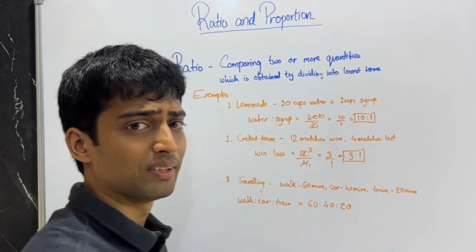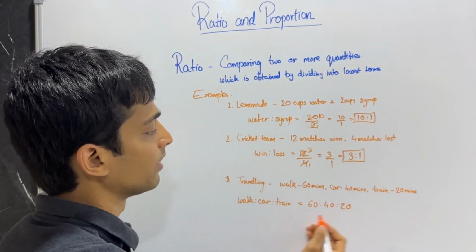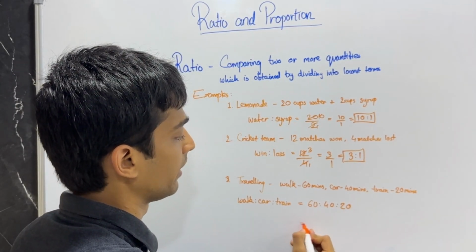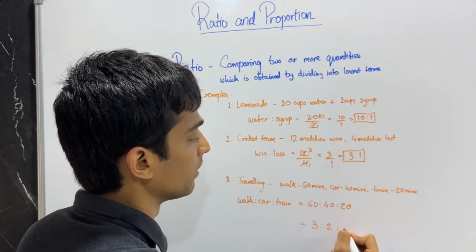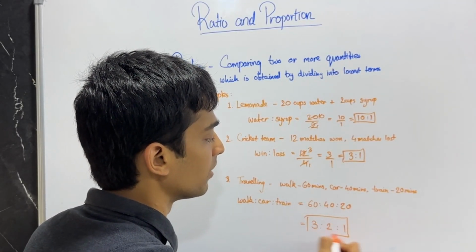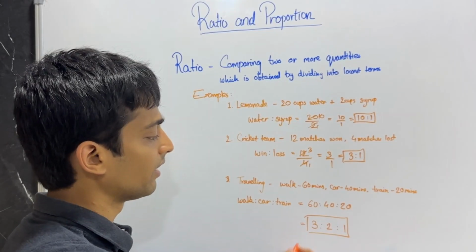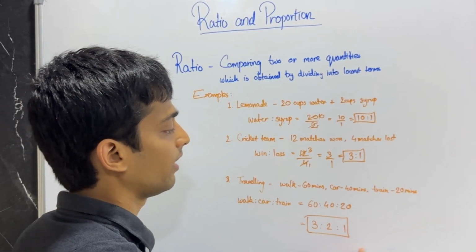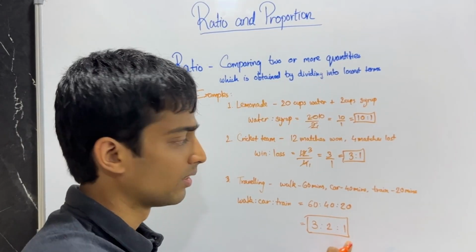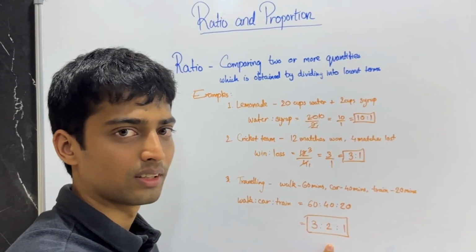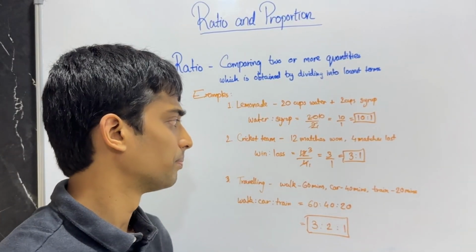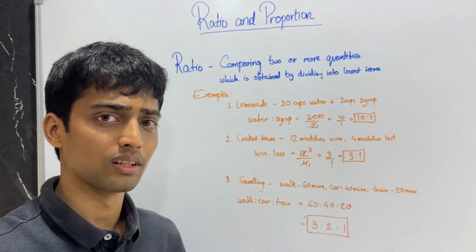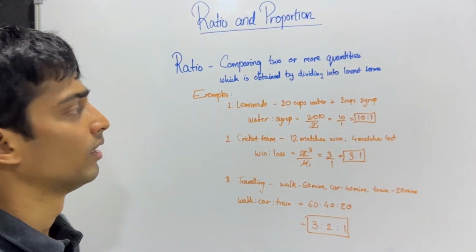60:40:20. Can we simplify it? We can divide everything by 20. So we get 3, since 20 threes are 60, 2, since 20 twos are 40, and 1, since 20 ones are 20. So this is our ratio, and by this we can clearly understand train takes the lowest amount of time, car takes twice as much time, and walking takes thrice as much time. So these were the examples of ratio. Let's continue.